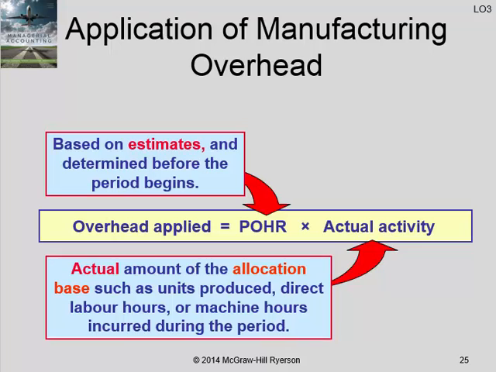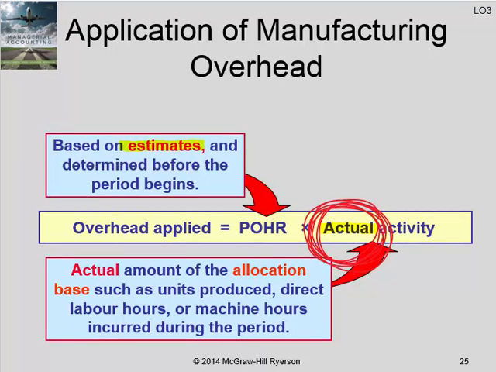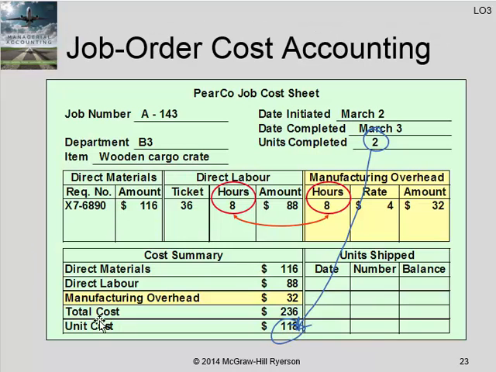Okay. So here's the thing. The overhead rate, the predetermined overhead rate is, as we said, based on estimates, right? So that's estimated overhead divided by estimated allocation base, but it is applied or allocated based on actual activity, right? So I can't emphasize that enough. It's the actual amount of the allocation base. So going back here, it was the actual 8 hours of direct labor that we used.